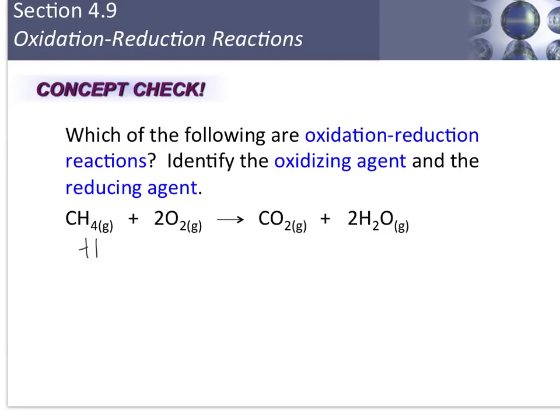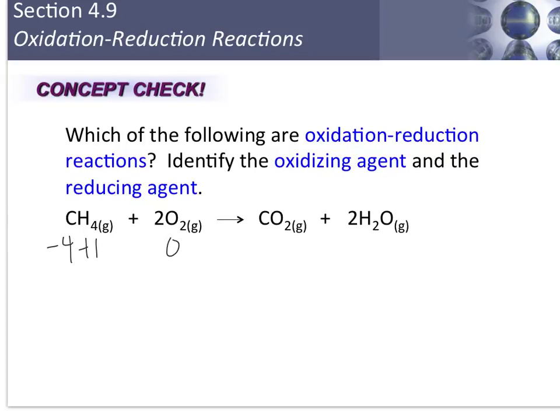And there are 4 hydrogens, so that's a total of +4. So that means that the carbon has to be a -4. Oxygen here is in its element form. Its oxidation state is 0, 0 for all elements.